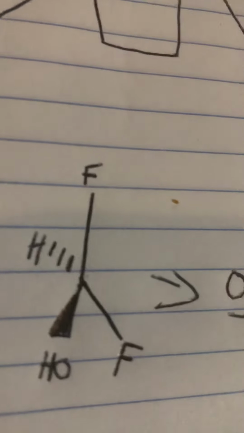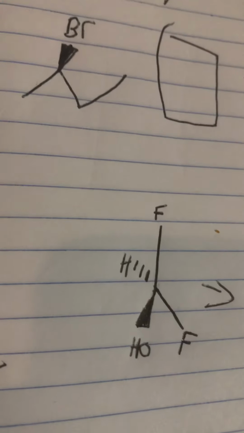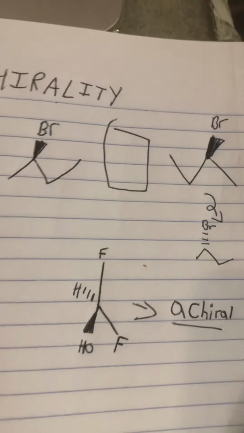However, this last one right here, which I drew, right? This one has 2 identical fluorine atoms. So if you drew the mirror image of this molecule, there is a way that you could rotate it so as to make it flawlessly superimposable. Therefore, this cannot be chiral. This is achiral, and the a is a prefix that implies not. So this is not chiral. It does not have a mirror image that is distinctly different from the original.